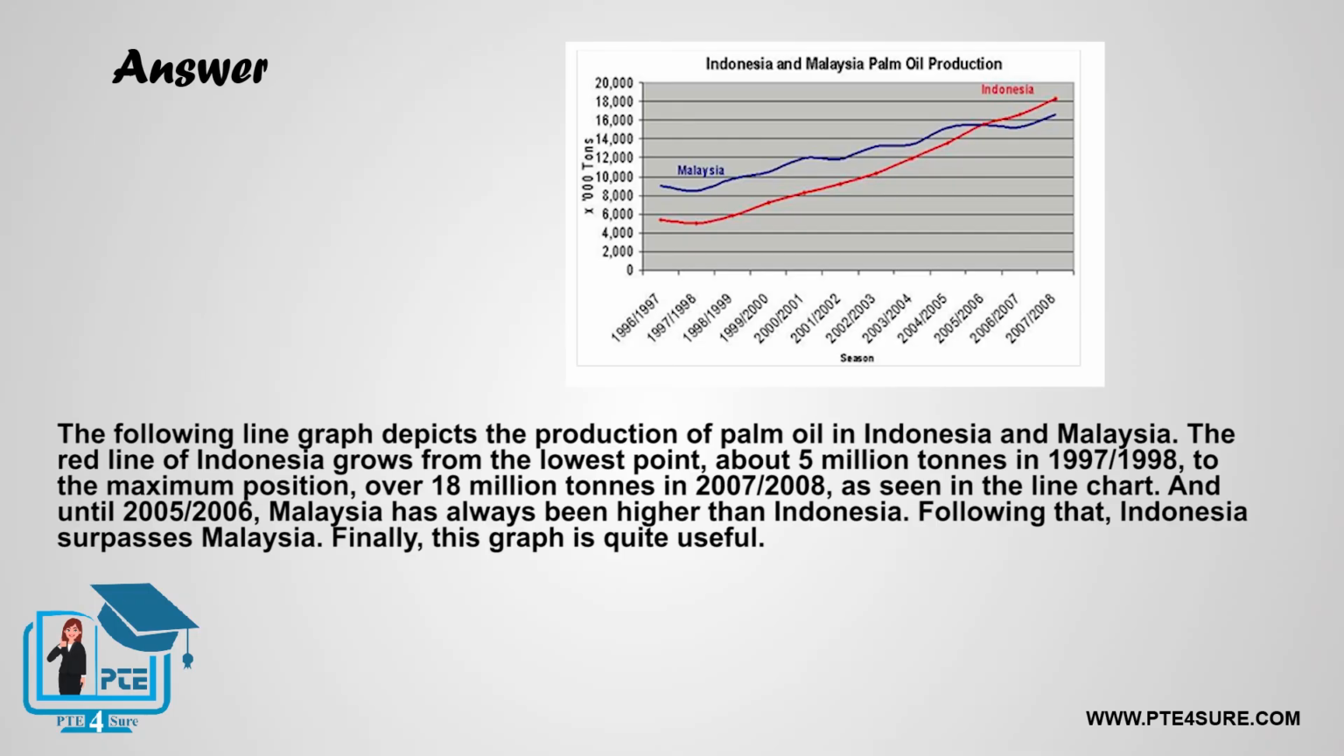The following line graph depicts the production of palm oil in Indonesia and Malaysia. The red line of Indonesia grows from the lowest point, about 5 million tons in 1997-1998, to the maximum position, over 18 million tons in 2007-2008, as seen in the line chart. And until 2005-2006, Malaysia has always been higher than Indonesia. Following that, Indonesia surpasses Malaysia. Finally, this graph is quite useful.